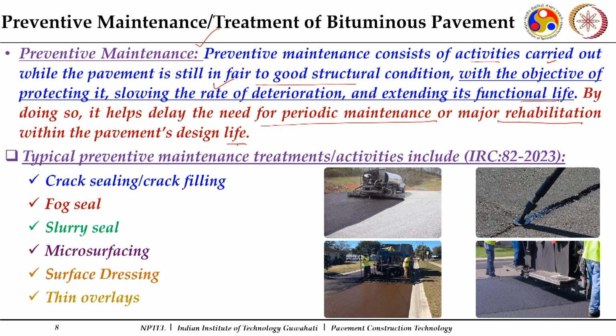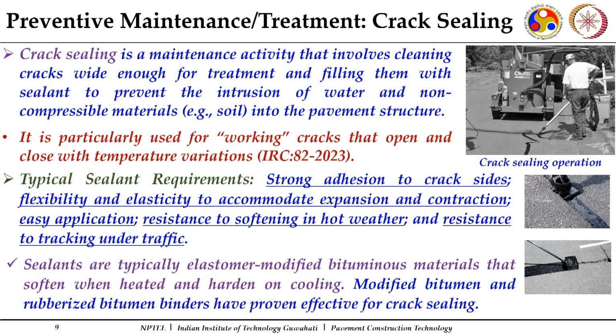Now, the typical treatments or activities generally done under the preventive maintenance heading are crack sealing or crack filling. This is one. Then the application of fog seal, application of slurry seal, micro surfacing, surface dressing and thin overlays. We will discuss these different activities one by one, which are taken up under preventive maintenance or treatment.